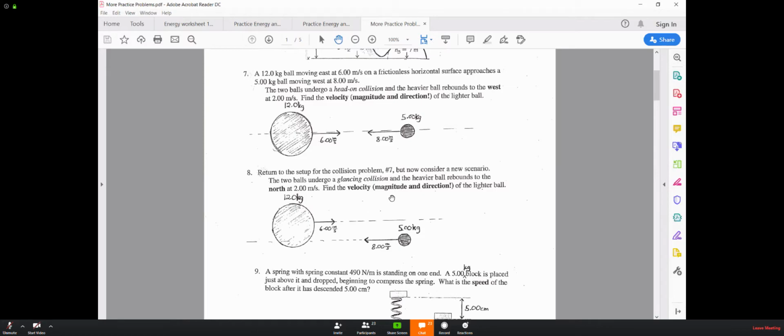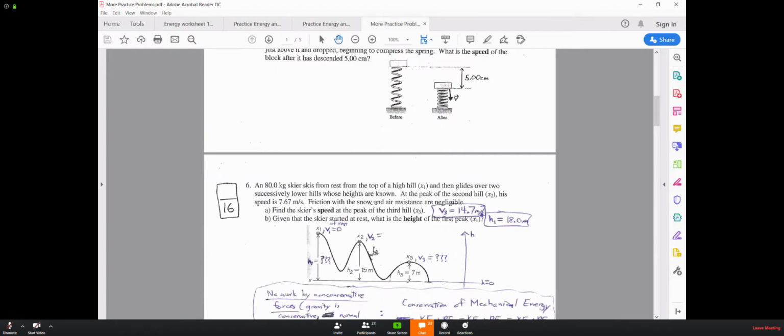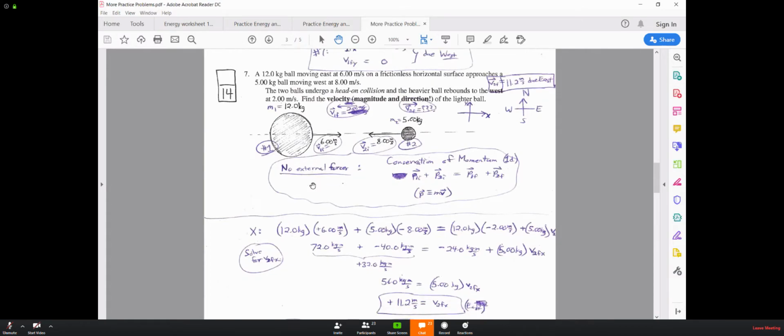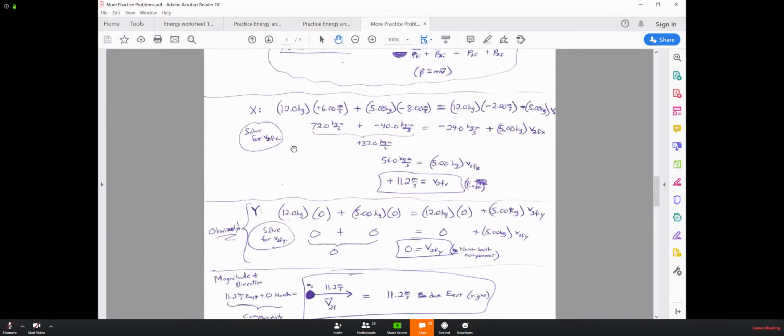How would I do number 8? Momentum is a vector. How do you deal with vectors in 2 dimensions? You can use I-hats and J-hats, and that's equivalent to separating X components from Y components. So if I go down here, here is the solution for the head-on collision. I just conserved momentum, this is really boring.